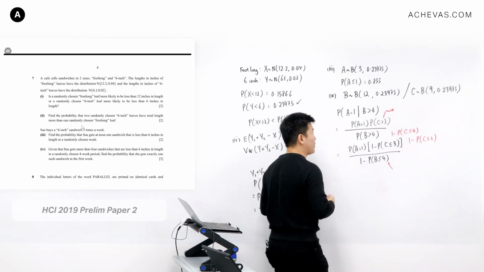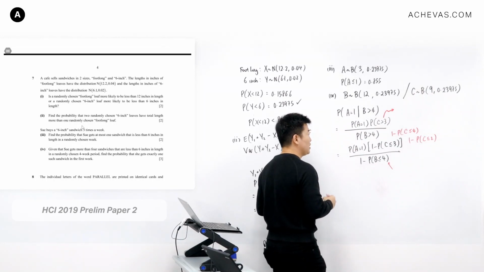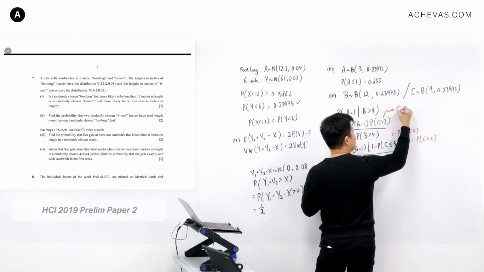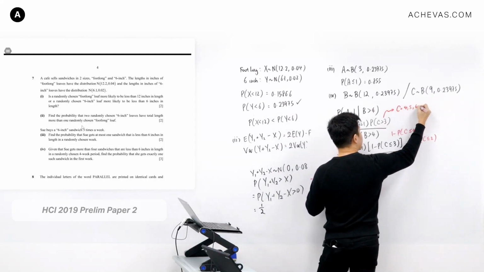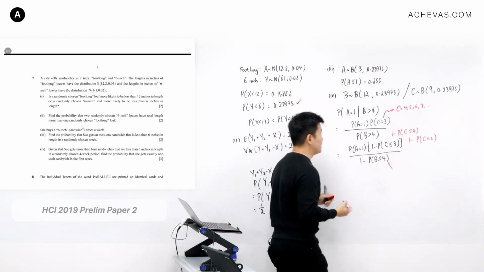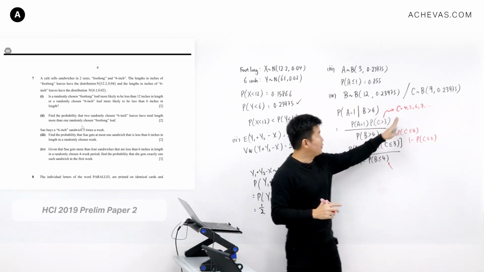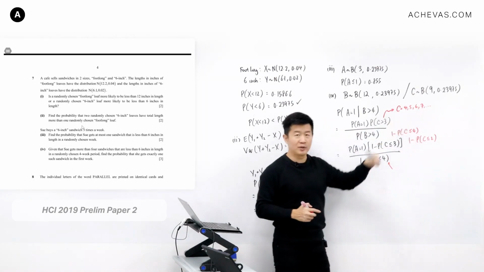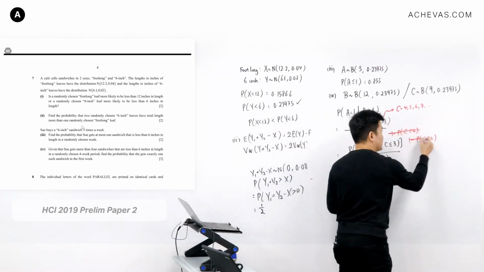When we were doing our binomial distribution together, I was telling you, you just recite to yourself what are the numbers that you want. Here, I want C to be equal to 4, 5, 6, 7, all the way until 9. So if I want 4 all the way until 9, I should minus less than or equal to 3 so that I can get 4 all the way until 9.